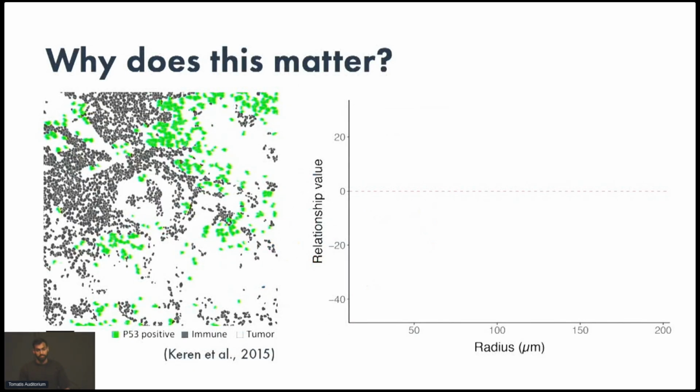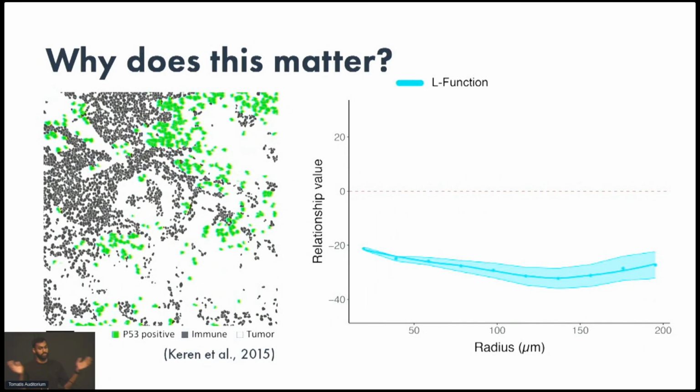Here we have a triple negative breast cancer image. And in this image, we have immune cells in black, tumor cells in light gray, and a subset of tumor cells labeled p53 positive in green. Now, if I were to characterize the spatial relationship between these p53 positive tumor cells and these immune cells using the L function, you can see that we get a negative relationship over the range of radii that we measure. And what this is telling me is that the p53 positive tumor cells and the immune cells aren't mixing whatsoever. These two cell types are dispersed.